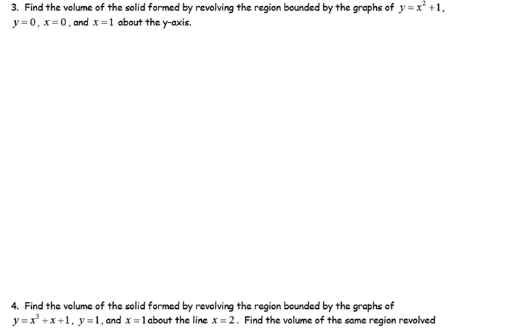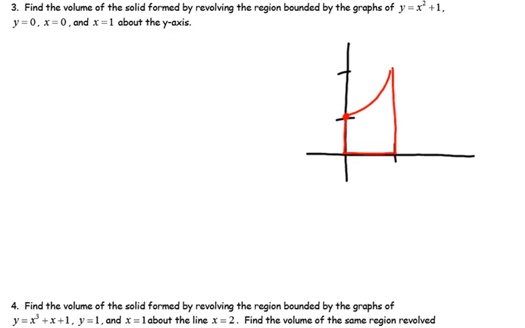For number 3, find the volume of the solid formed by revolving the region bounded by y equals x squared plus 1, the x and y-axes, and x equals 1 about the y-axis. If you can remember, we did this graph on the disk and washer day. When I graph this, it'll look like this, and when I rotate that around the y-axis, you will get a shape that looks kind of like that.